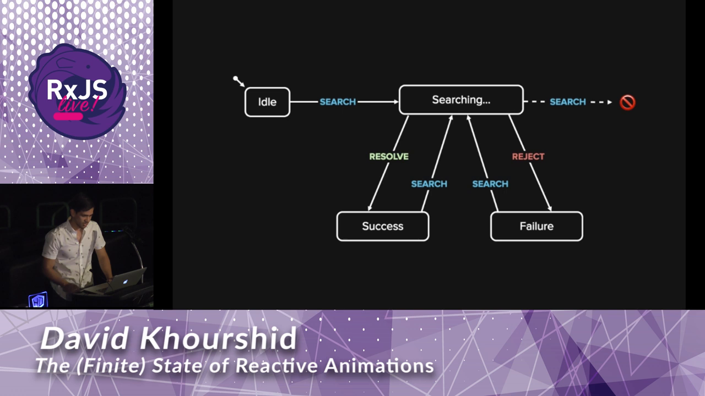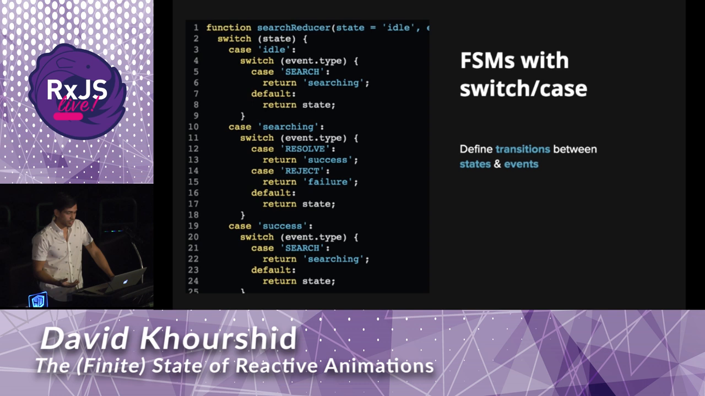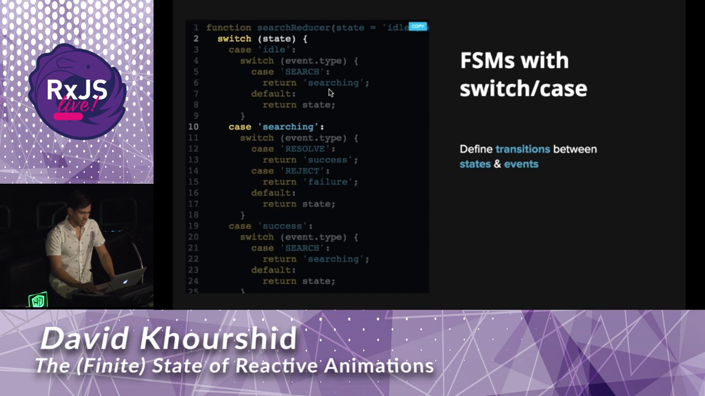There are many different ways that you could create finite state machines. You could use switch case statements, which seem to be popular, especially if you're using NGRX or Redux. The idea is that you would start in a state such as searching, and then based on what events you have, it would tell you what the next state is.